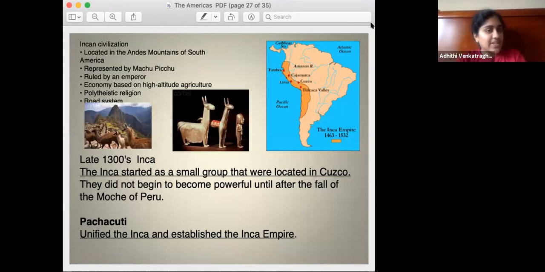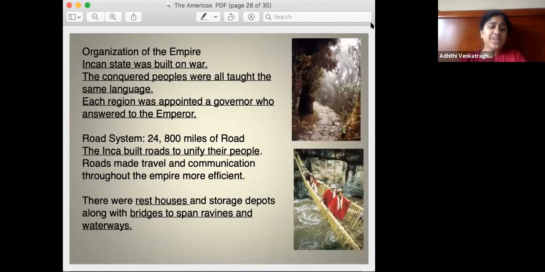As for Incan civilization, they were located in the Andes Mountains of South America, represented by Machu Picchu in Peru, and they were ruled by an empire. Their economy was based on high-altitude agriculture. They had a polytheistic religion and a road system. In the late 1300s, the Inca started as a small group located in Cusco. They did not become powerful until after the fall of the Moche of Peru, and Pachacuti unified the Inca and established the Inca Empire.